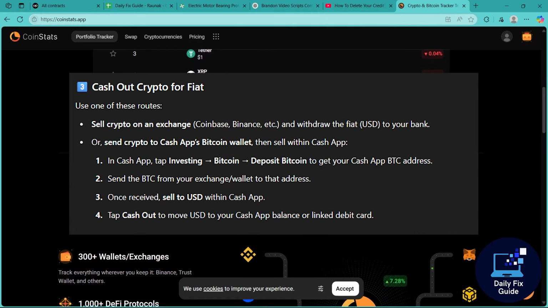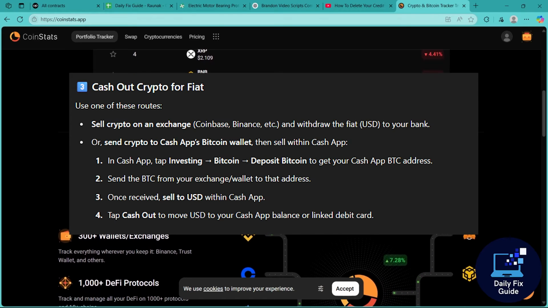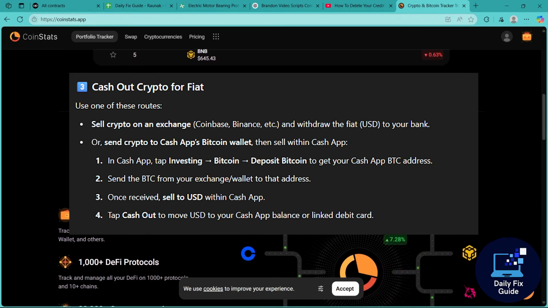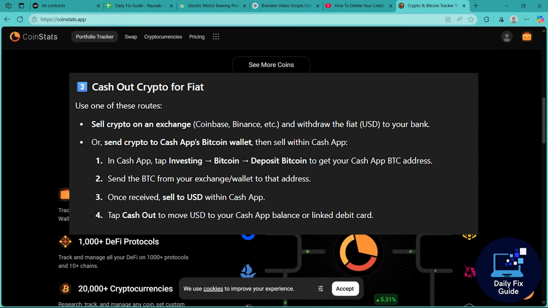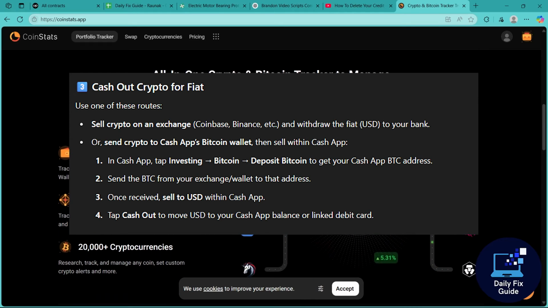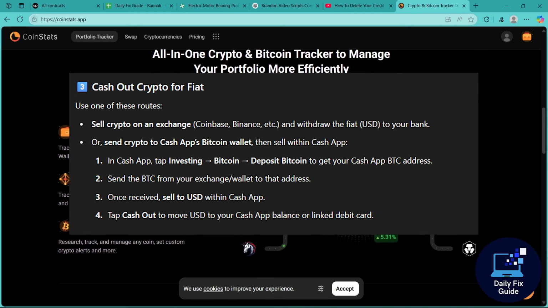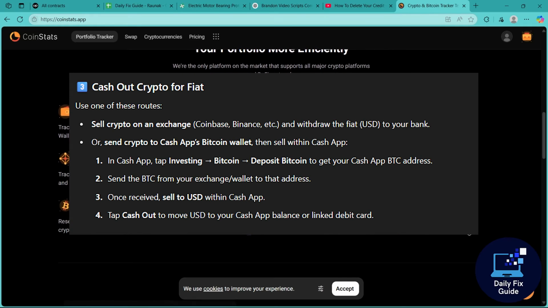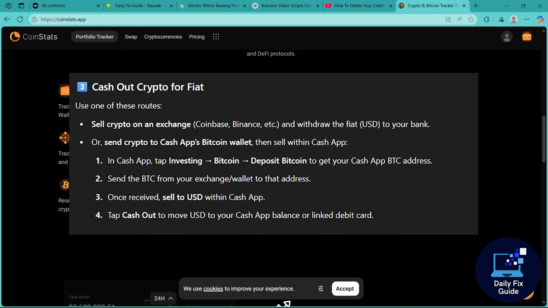Now, the third step is cashing out crypto for fiat. So, sell crypto on an exchange like Coinbase, Binance, etc. and withdraw the fiat, that is USD, to your bank. Or you can also send crypto to Cash App's Bitcoin wallet, then sell within the Cash App.